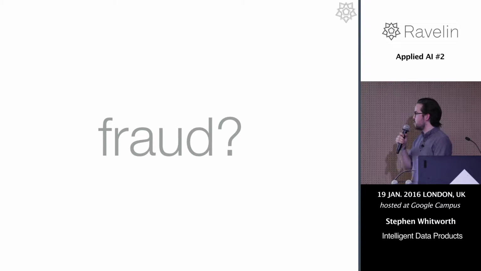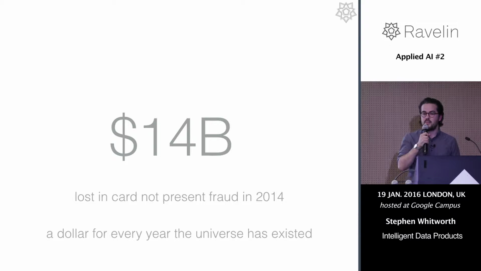So we talk about fraud, but what actually is it? The scale of it is massive. I'm sure that pretty much all of you in here have been affected by someone stealing your credit card at some point during your life. There was $14 billion lost in card-not-present fraud. So that's when you take an Uber or a Hailo or any of these services and you don't actually have the card physically there to make the transaction. So this is eBay, Amazon, all of these style services. It's $1 for every year the universe has existed, depending on which view you take.